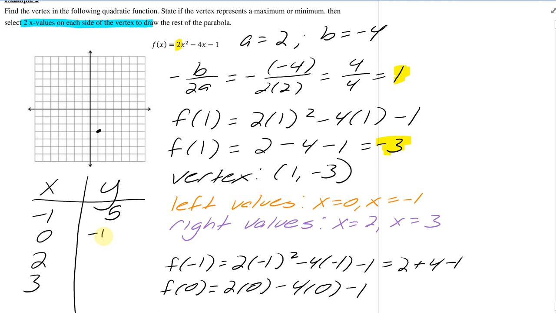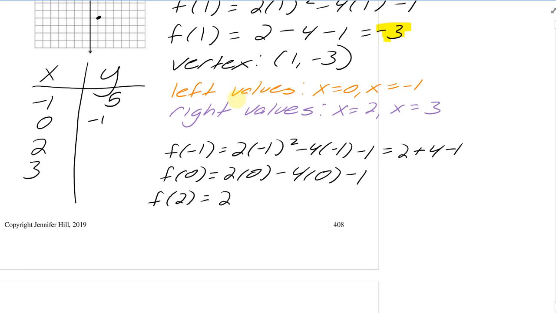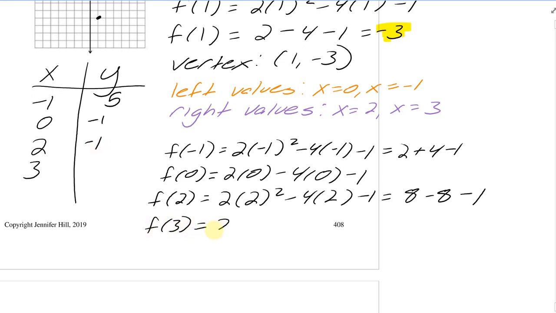Now let me choose my two values to the right. Let's evaluate f of 2. I think you can't see me now. This will be 2 times 2 squared minus 4 times 2 minus 1. This will be 8 minus 8 minus 1, so this will equal -1. And then finally, if I evaluate f of 3, 2 times 3 squared minus 4 times 3 minus 1. What does this equal? This is 18 minus 12 minus 1, so that will be 5.